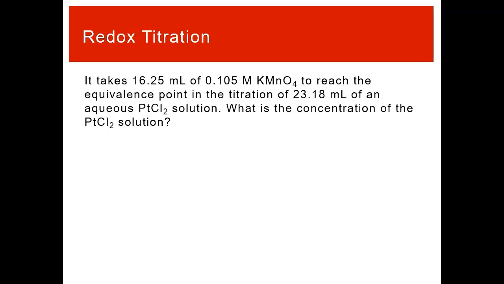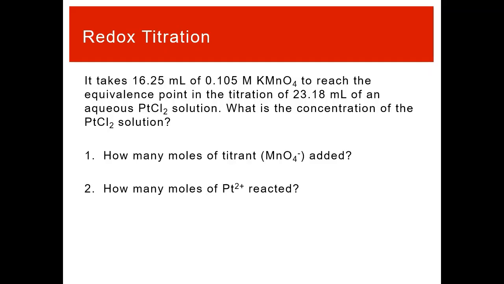So this is a titration, and so we're still going to use the same process that we used when we did acid-base titrations. How many moles of titrant did you add? That's the MnO4 minus, the permanganate ion. How many moles of platinum 2 reacted, basically in your initial solution that you were analyzing? How many moles were in there that reacted with what you added? And then therefore, based on that number of moles, what's the concentration of your solution of interest?